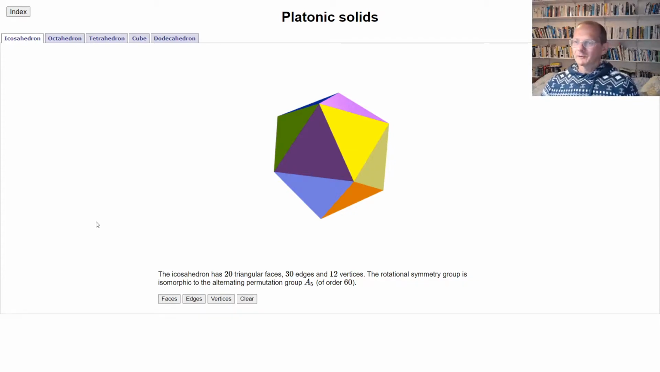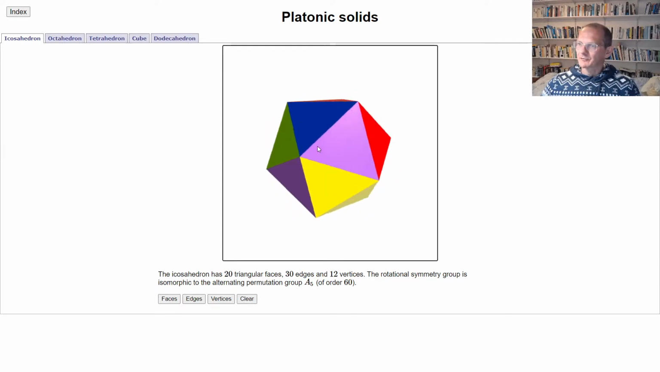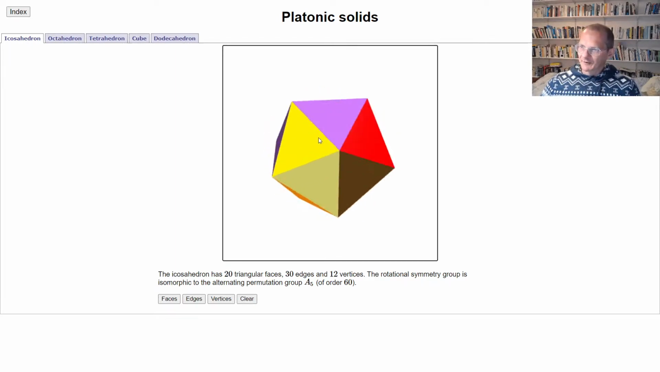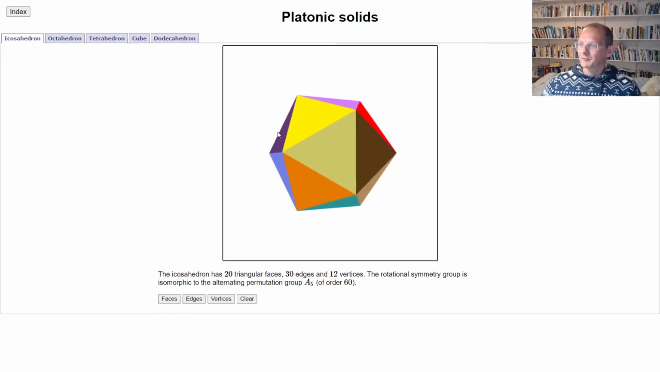So in this video we're going to introduce the 5 Platonic solids just quickly. The first one we're going to look at is the icosahedron, which is just here. Okay, so the icosahedron has got 20 triangular faces. Each face here is an equilateral triangle, and you can see there's 20 of them.